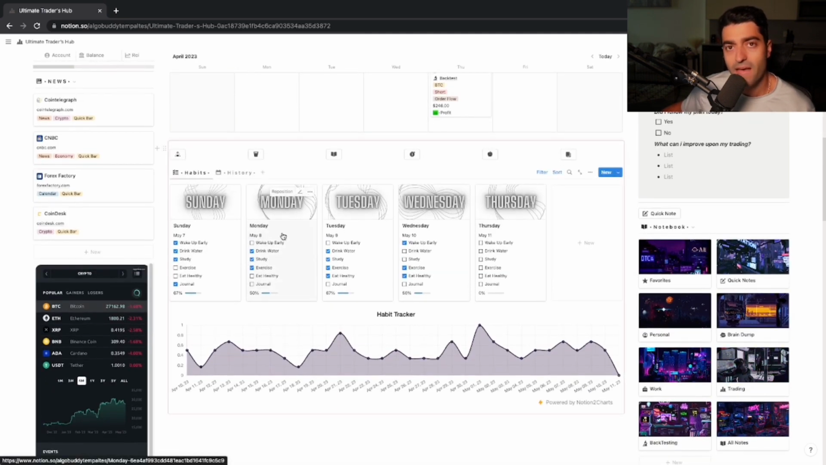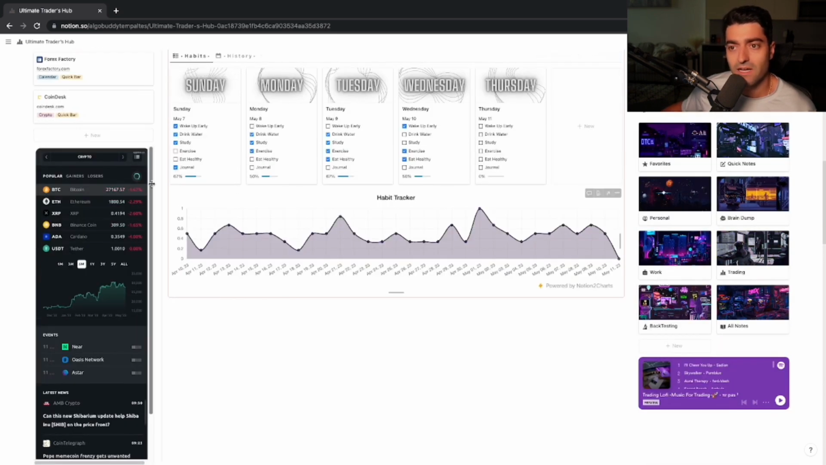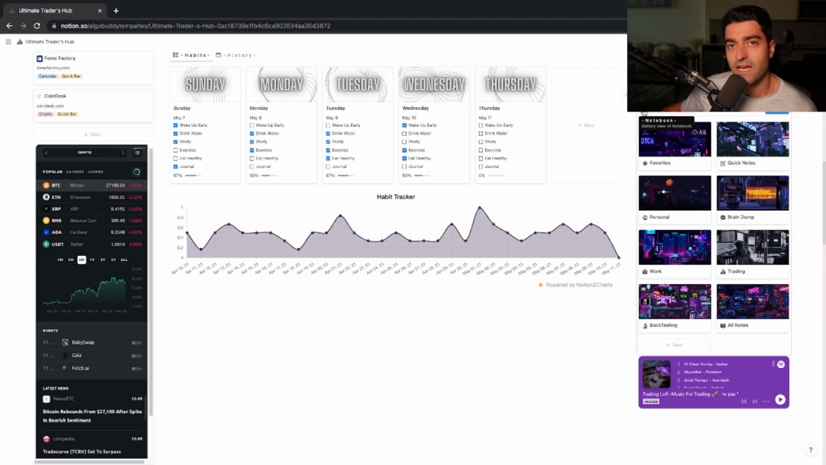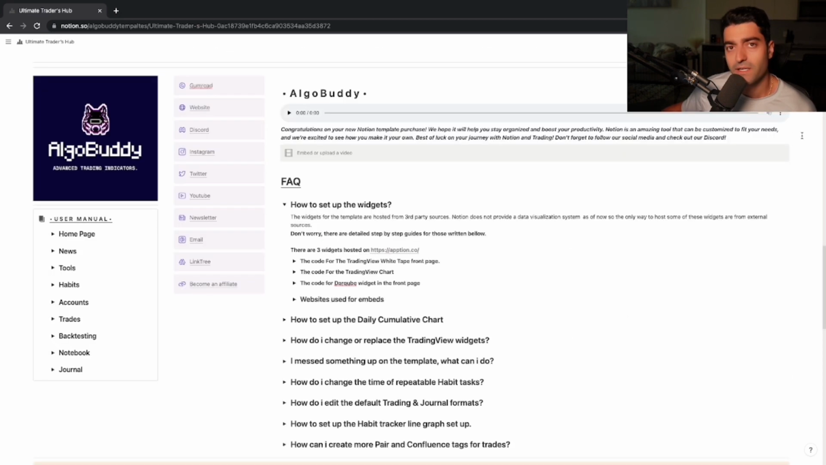Moving down, we have our habit tracker. This is where you can keep track of important tasks like waking up early, drinking water, studying, exercising, eating healthy to really keep you accountable. On this left side here, you're going to see our advanced screener. On the right side here, we have a tab for the built-in notebook, which is really just a place to jot down any of your thoughts. And we have our Spotify playlist here. Down here, you'll see the FAQs and other important links.